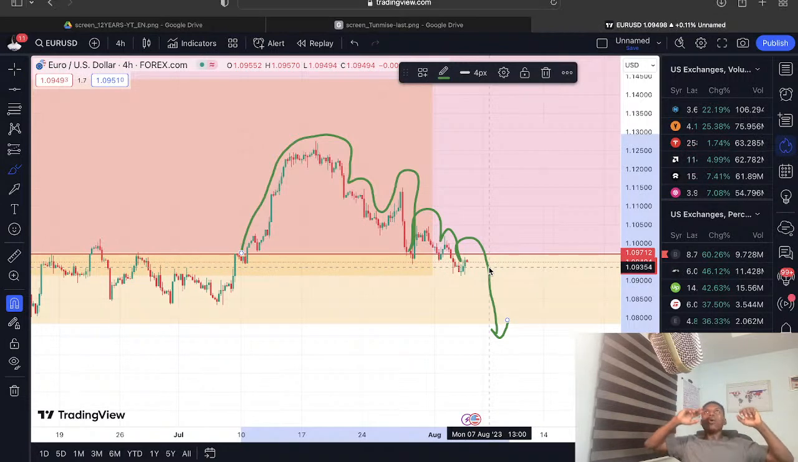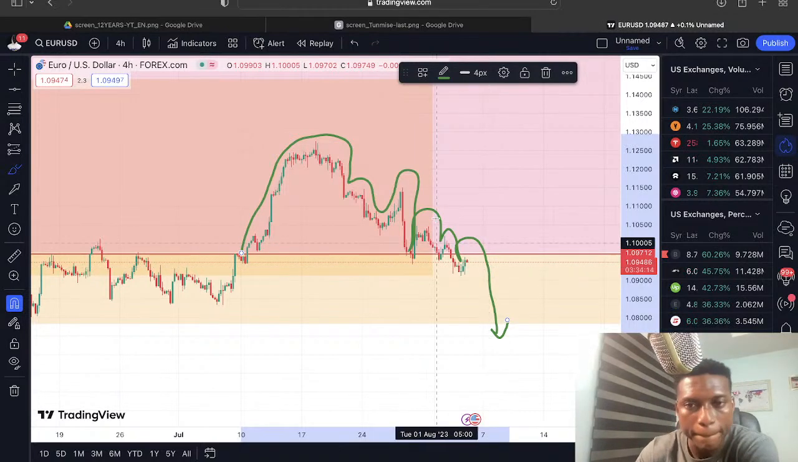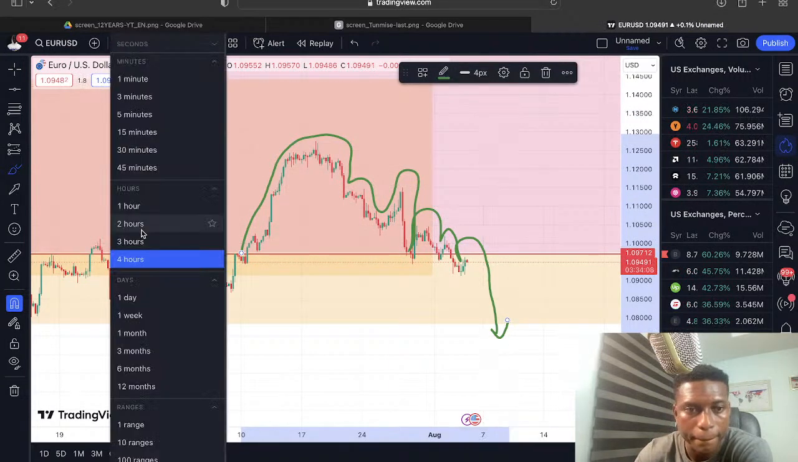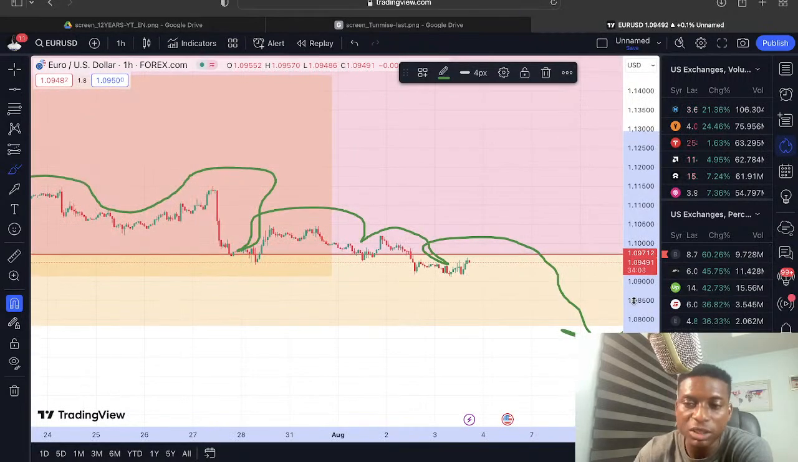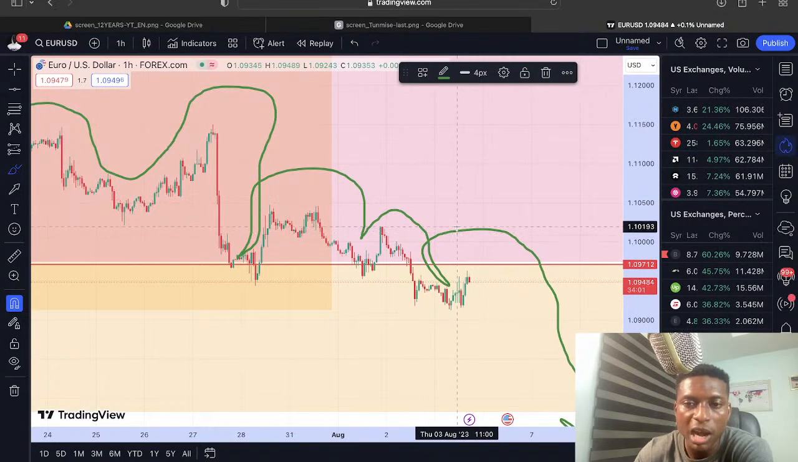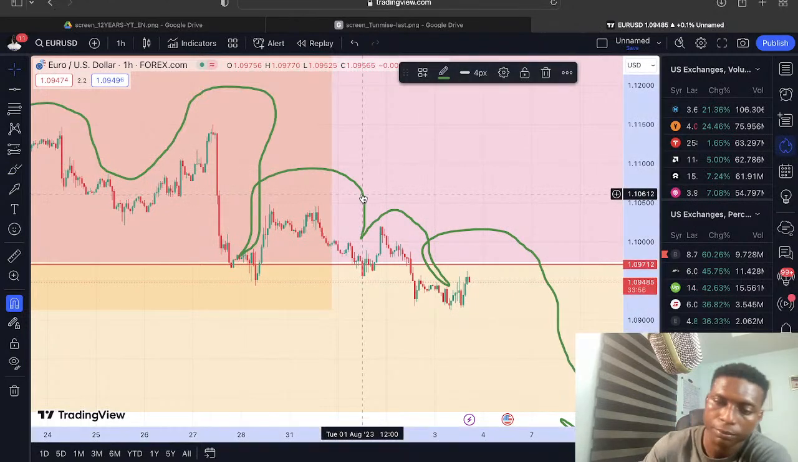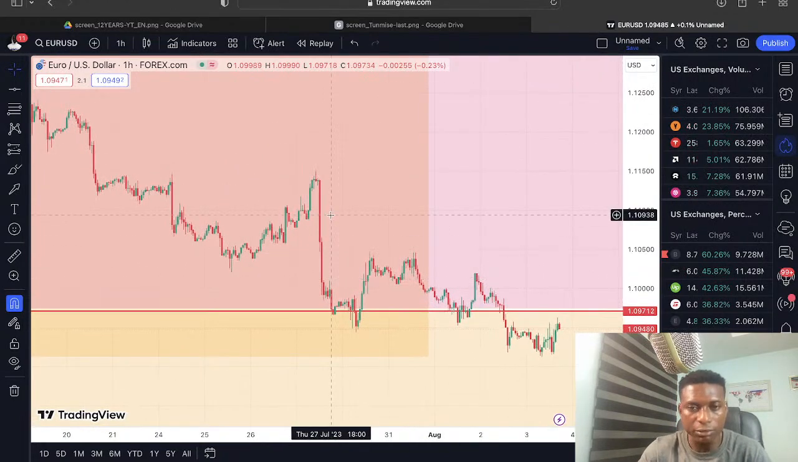But when you zoom in on lower time frames, it gives you a clearer view of what is going on currently in the market, and this is very important. So let's look at this on the 1 hour time frame.